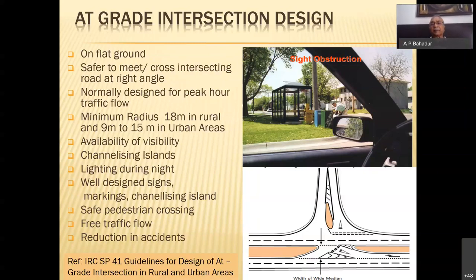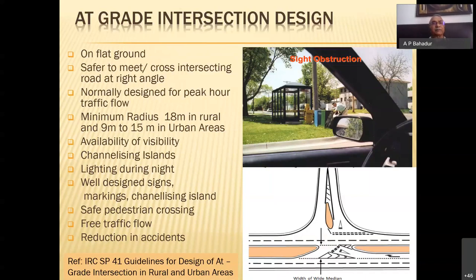Some of the basic design considerations are: it should be on flat ground, not on a gradient, absolutely. Even if the intersecting road is on a gradient, at the intersection point or in the intersection area, they should be brought to the same level of flat ground. Then the crossing road should preferably meet the other road at 90 degrees, or intersect at a right angle. That is always safer because the path which both the roads take is the shortest.